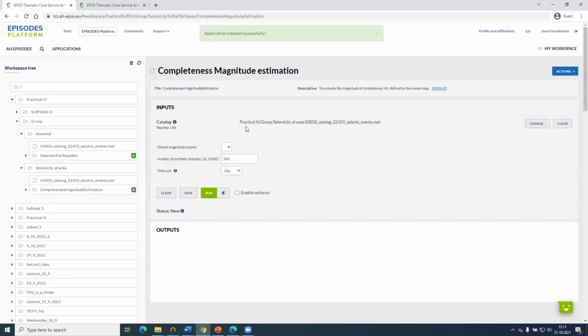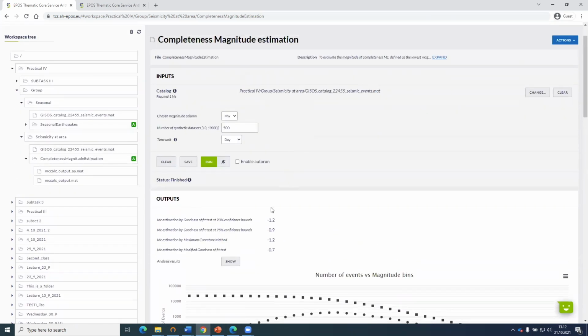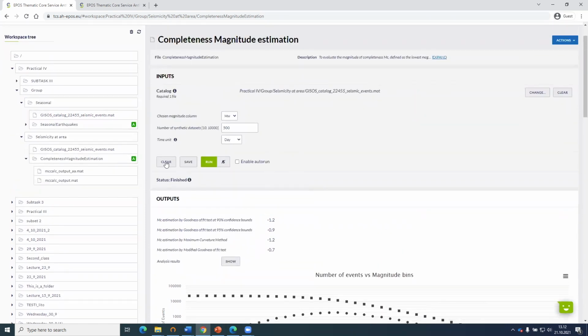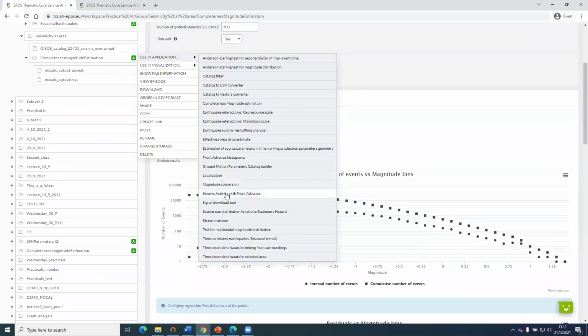So this is the basic first, and I'm just going to run it so that we can get the idea of what the minimum magnitude is that we're going to use in the following. And it looks like that is this one, minus 1.2. So it looks a little similar to the Pyhäsalmi mine. So -1.2, we know that now, and then we are using the catalog in another application called time-dependent hazard in selected area.